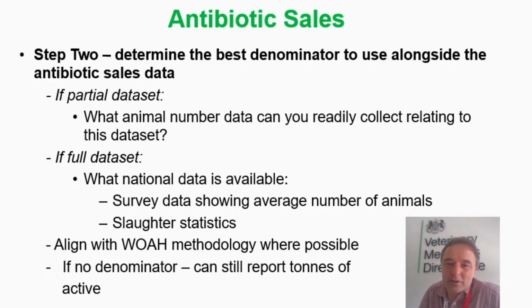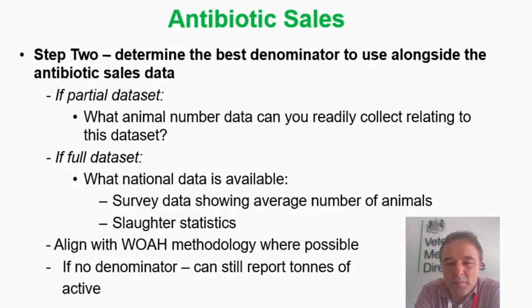If you only have a partial data set, then you would need to try and, for example, if the sales data only covers a certain region, then you would maybe need to get regional data or actually get animal number data from the farms where you're getting the sales data from.